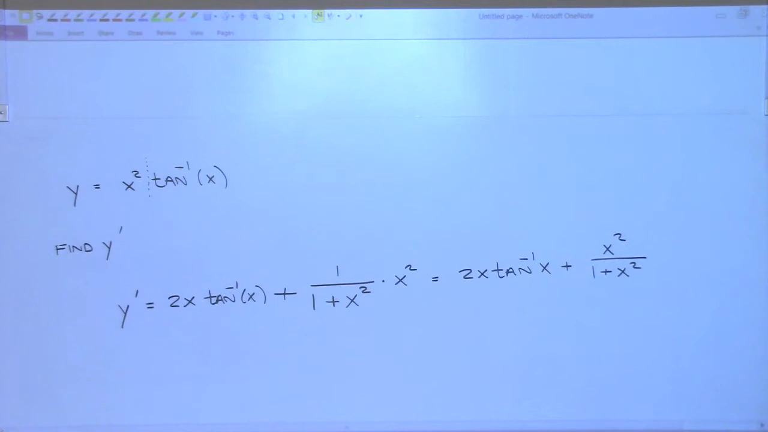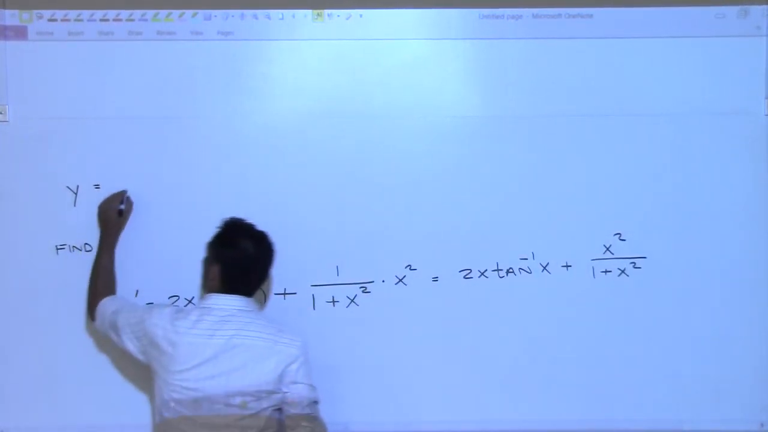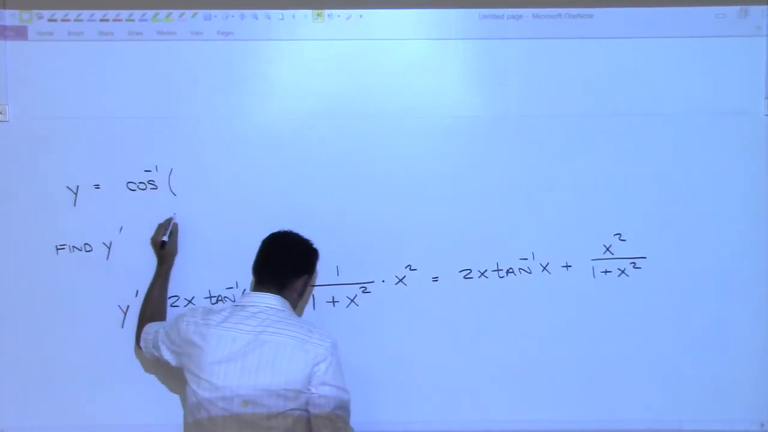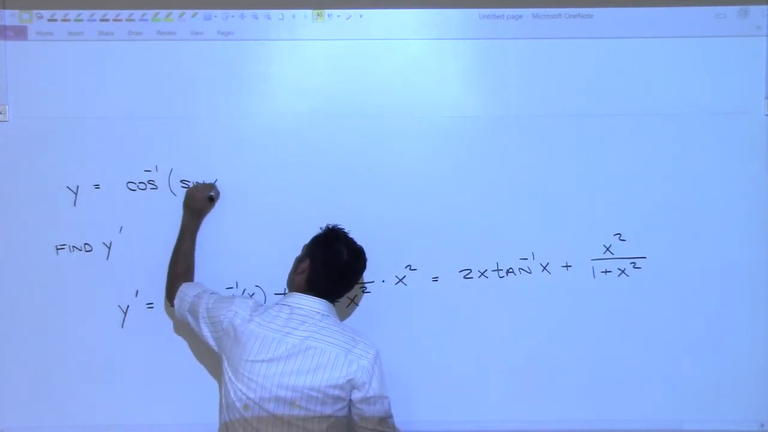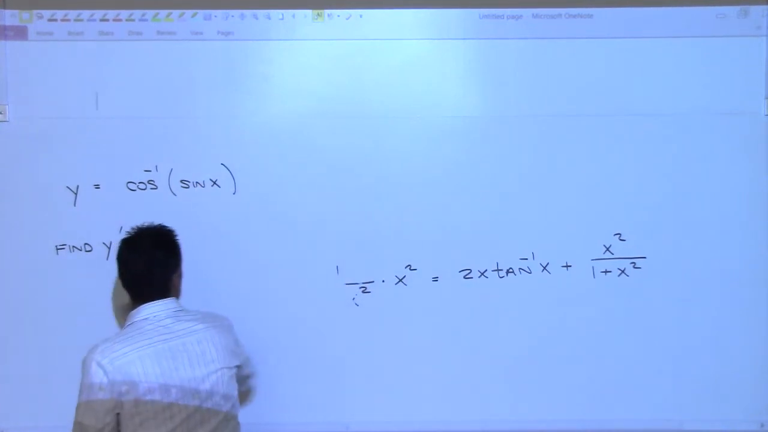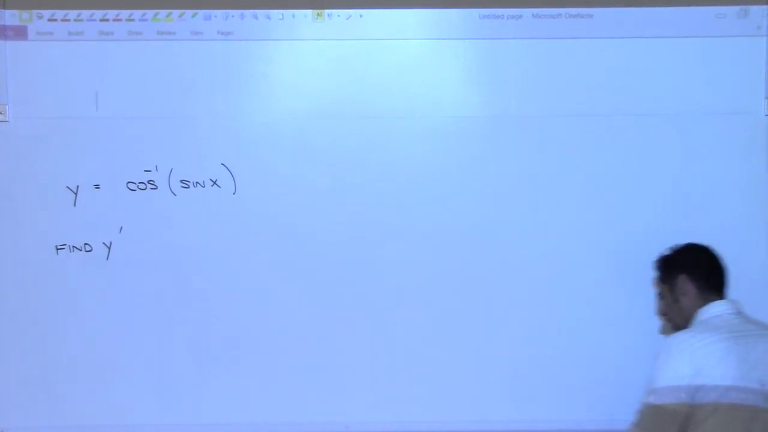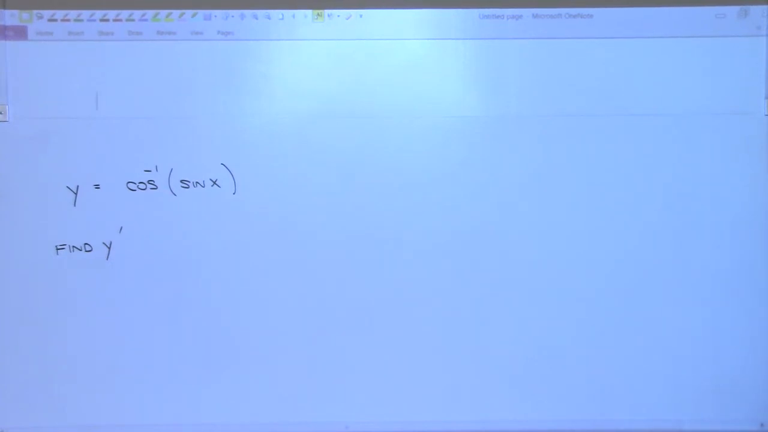Let's try something else. Ooh, that's nasty. Ooh, I like that one. That one looks nice. Okay, how about this one? Cosine inverse. This will be extremely interesting to see what happens here. Cosine inverse of sine inverse of x, and it's Marissa. Marissa, how you doing? That's you, right? Okay.